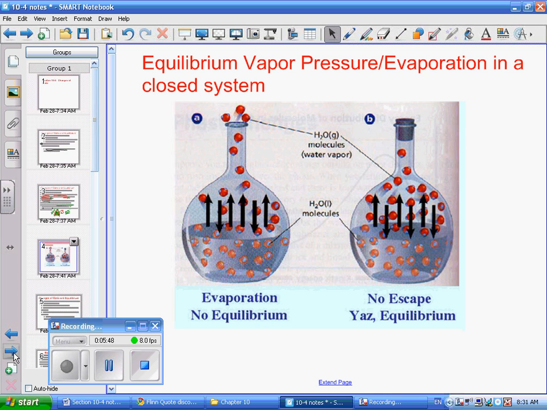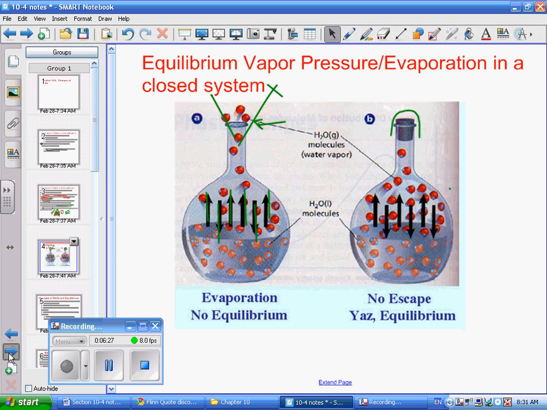Here's some pictures. Equilibrium vapor pressure and evaporation in a closed system. So notice this system is open right here. And you'll notice that you have more evaporation than condensation. Why is that happening? Because the particles keep escaping out the top. Now in this one over here on the right side, you have just as much evaporation as condensation. You have a cap, and the two are in equilibrium, two opposing forces in a closed system, very dynamic.